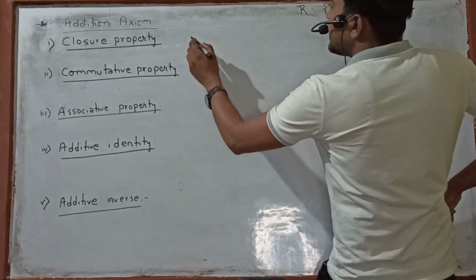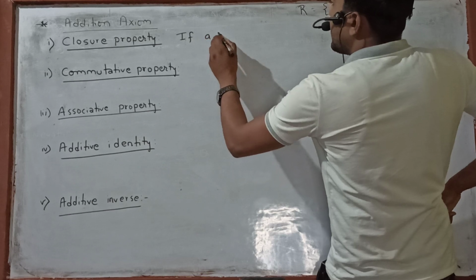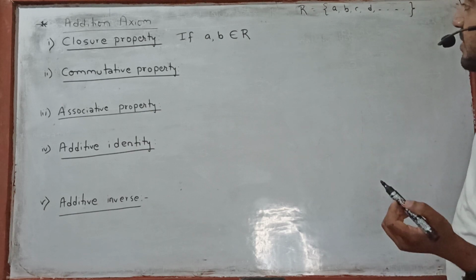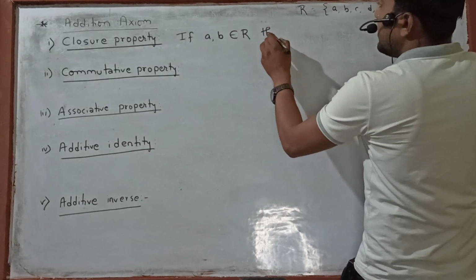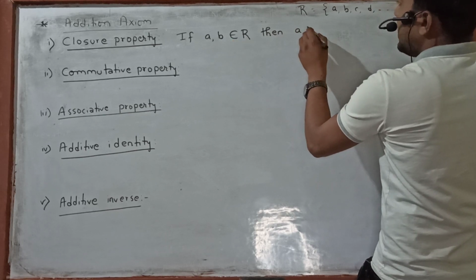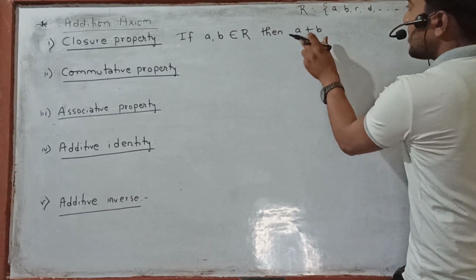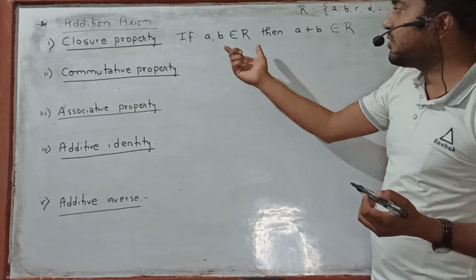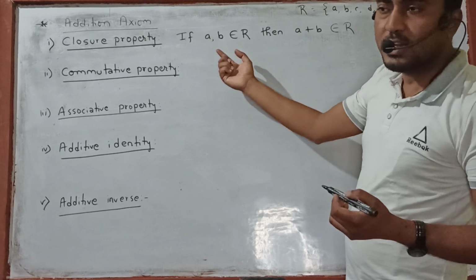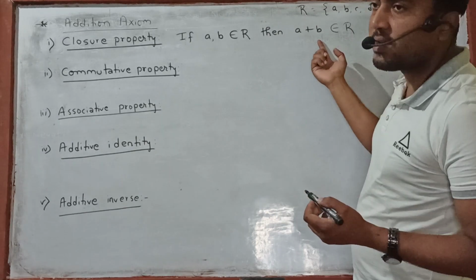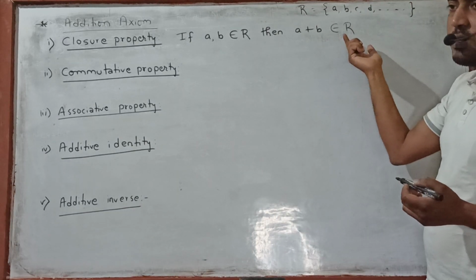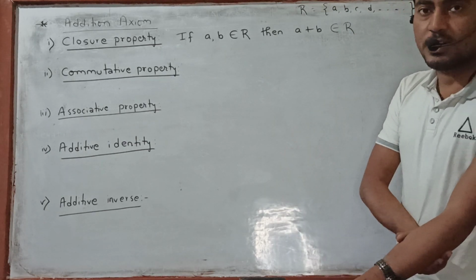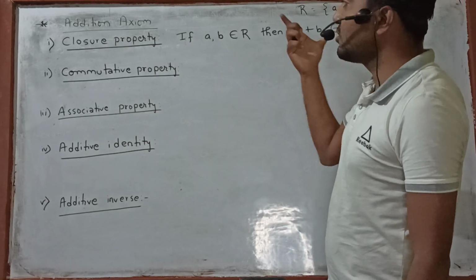So closure property says that if you take any two real numbers a, b belonging to the set of real numbers, then their sum, if you add them, a plus b, whatever the result you get, the sum will also belong to the set of real numbers. For example, 2 and 3 are real numbers, so 2 plus 3 will be 5, and 5 will also be a real number belonging to the set of real numbers. So we can say that the set of real numbers is closed under addition. Okay, so it is the closure property.